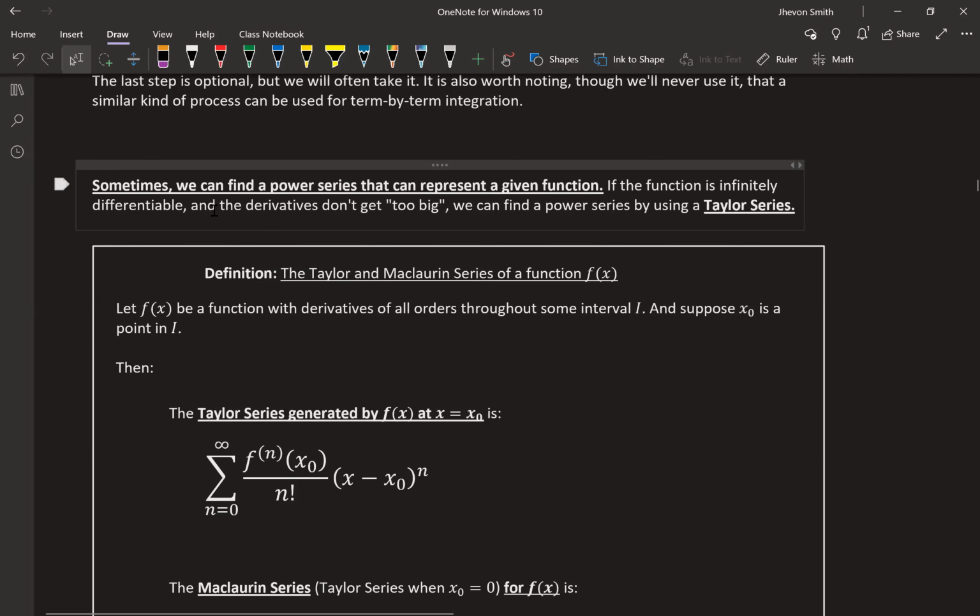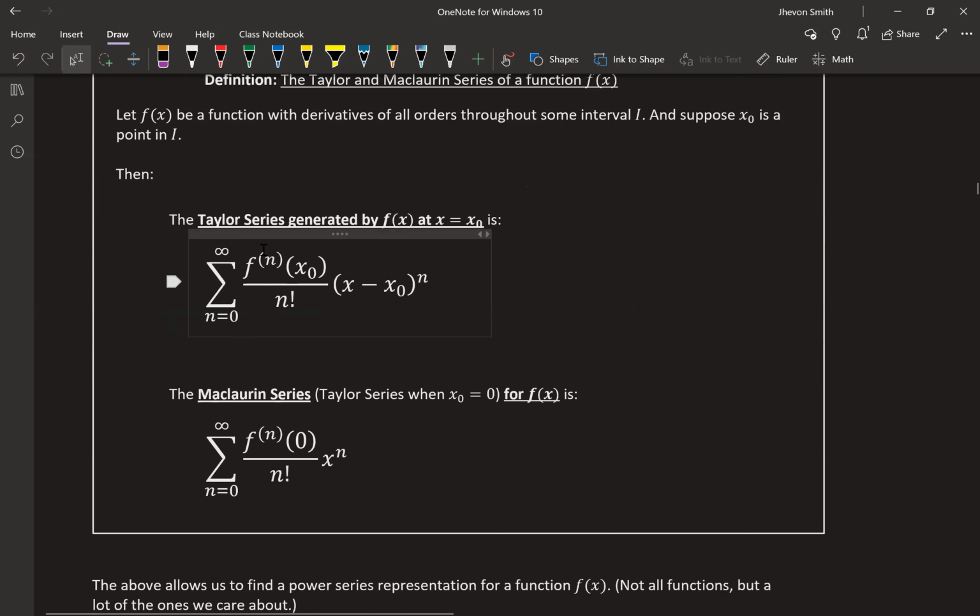In the event that the function is infinitely differentiable and the derivatives don't get too big, go back to Calc 2 to find out what that means. You can find a power series using a Taylor series method. And basically, that looks like this. The coefficient can be determined by the nth derivative of f evaluated at the center point divided by n factorial.